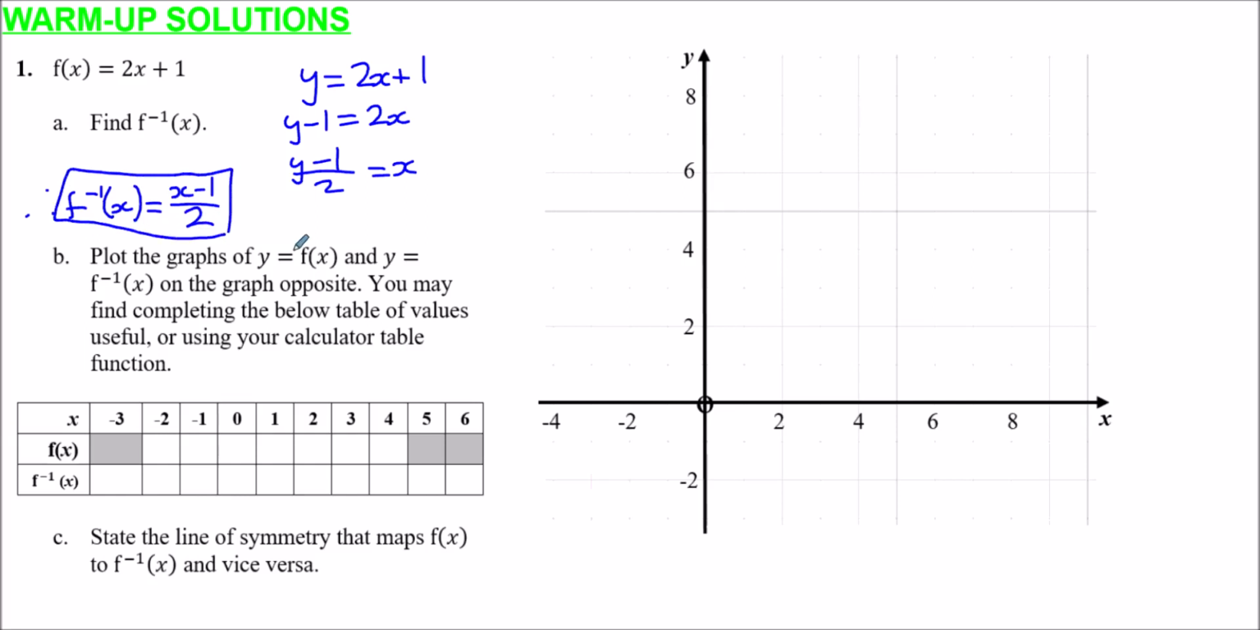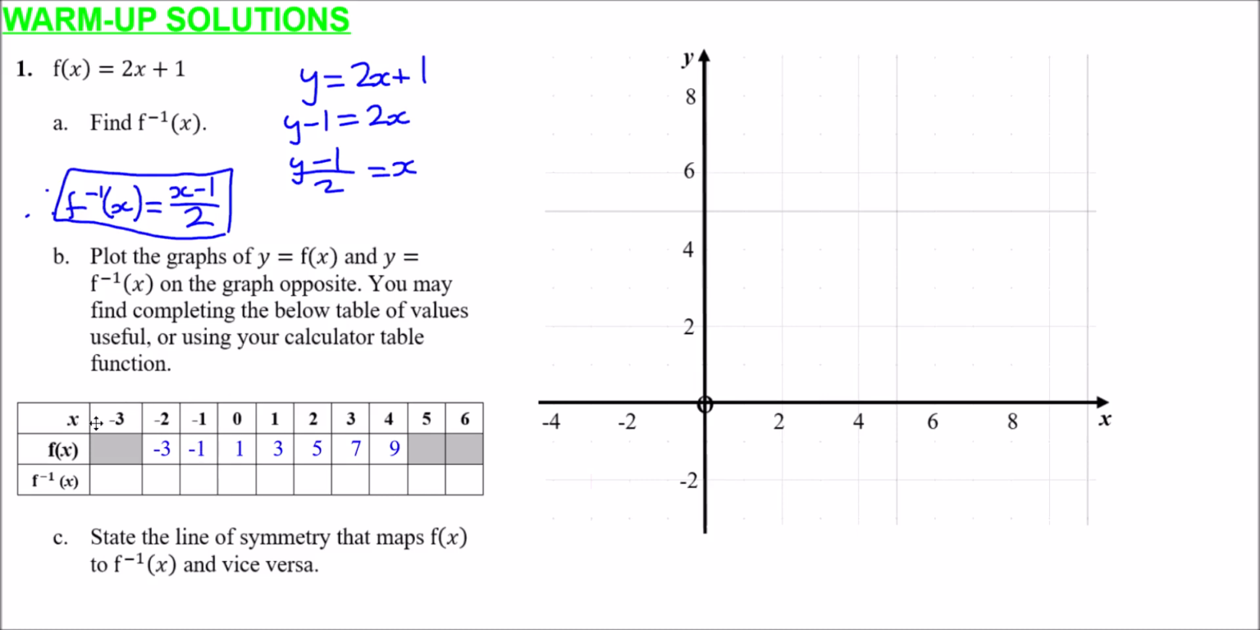For part B, what we need to do is plot the graphs of y equals f of x and y equals f minus 1 of x. If f of x is 2x plus 1, this essentially is the nth term, 2n plus 1. You can use a table of values to calculate this, but I'm just going to show you what the table of values would be. It would be as follows.